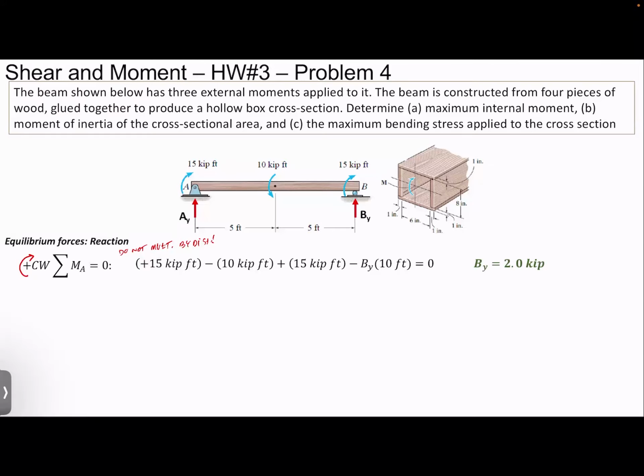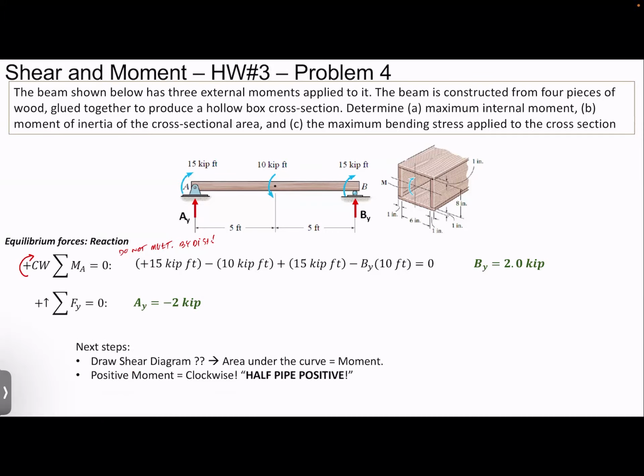So BY, if we do this math out, 2 kip. So summation of forces in Y direction, super easy, right? Because there's no external forces in the Y direction. So AY must equal BY in the opposite direction. So there we go. We got 2 and negative 2. So next steps would be draw the shear diagram, area under the moment, all that stuff.